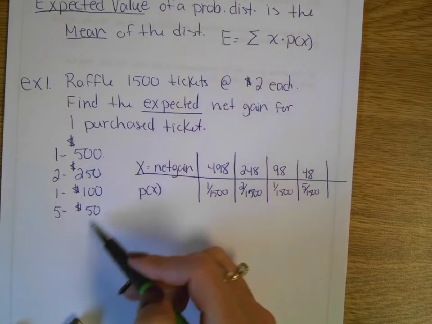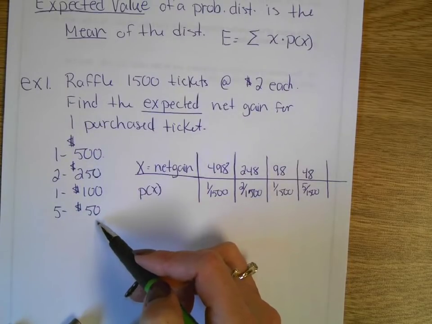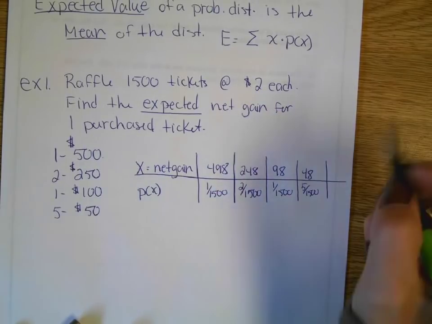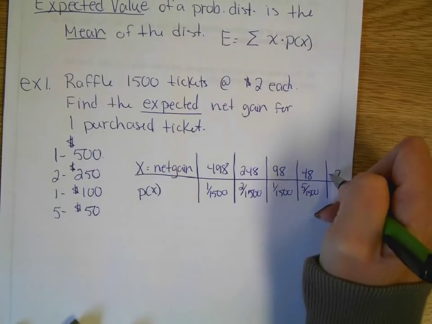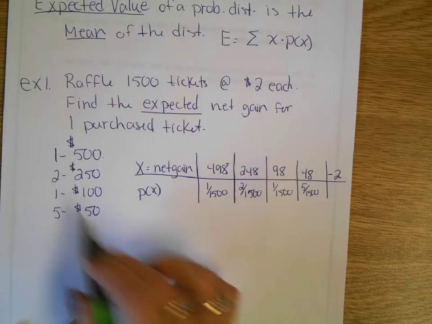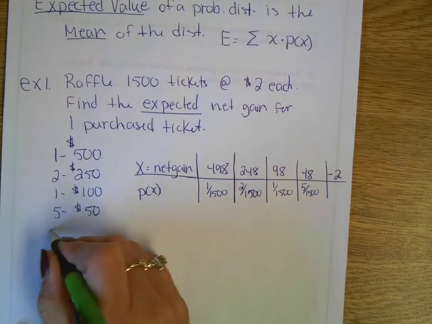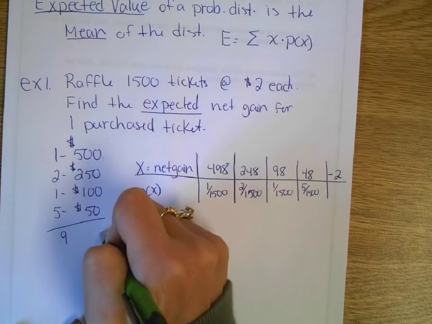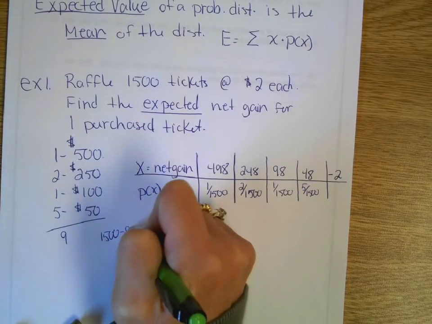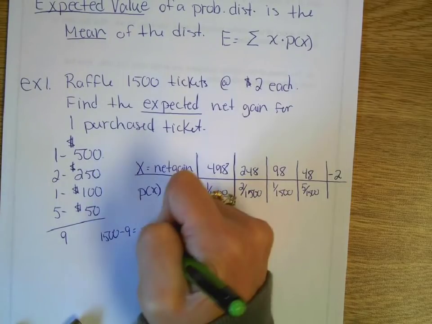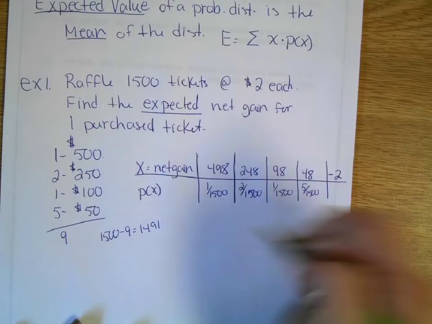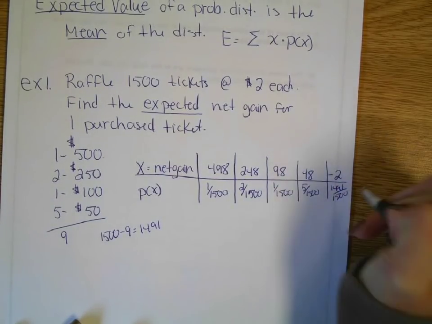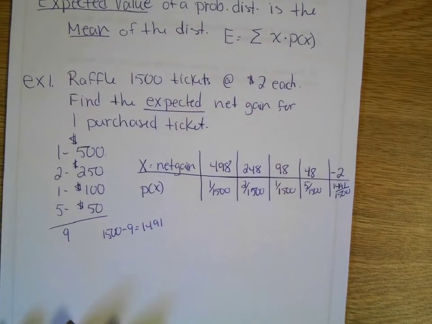And then there is one other option for me. If I don't win one of those, I win nothing, but my net gain means I lost my $2. That's a -2 net gain. And the chances that I lose my $2, well, I've got to see how many tickets are losers. So there's 1, 2, 3, 4, 9 winning tickets. So 1,500 minus 9 means there are 1,491 losing tickets. So I've got a 1,491 out of 1,500 chance of losing my $2.